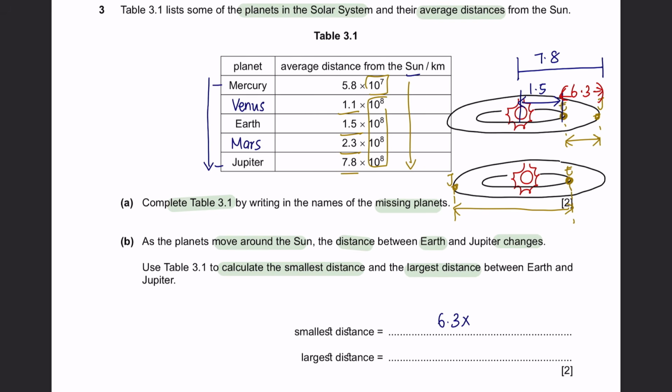So that would be the smallest distance between Earth and Jupiter. Now, as for the furthest, we can add up the distance of Earth from the Sun and the distance of Jupiter from the Sun, giving us 9.3 times 10 to the power of 8 kilometers.